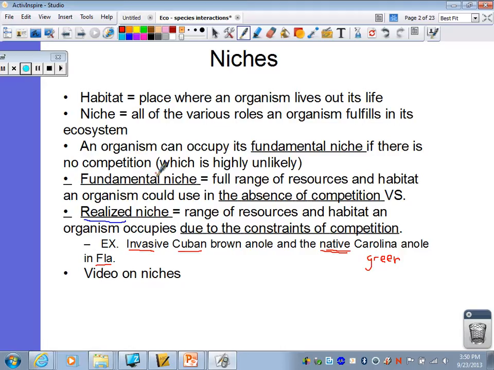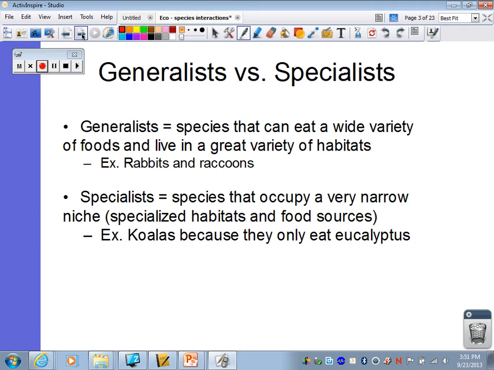So we would say their fundamental niche is all the areas that they used to occupy before the Cuban brown anoles got there. And now their realized niche is all these extremities of the environment that they now have to live in due to the competition of the brown anoles. Okay, so like I said, we'll watch the video and it will help to explain that. The guy in the video explains it in terms of lichens. Okay, some other terms you need to know are generalist versus specialist. And again, they're pretty much just like what they sound like.